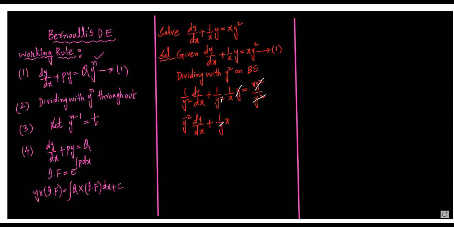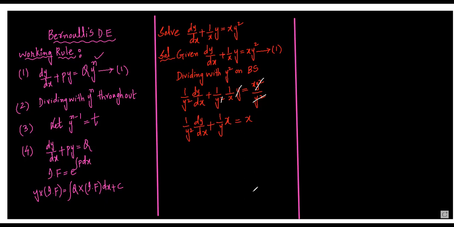Now if you want, instead of writing 1 by y square as y power -2, we can write it as it is also. You can write it like that too. 1 by y square as it is, dy by dx also as it is, plus 1 by y into x is equal to what's left here? X, right? Are you getting it?